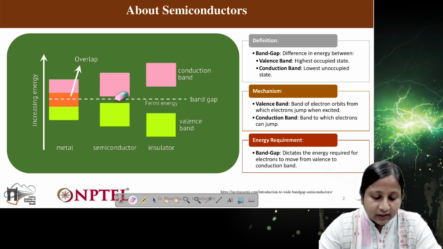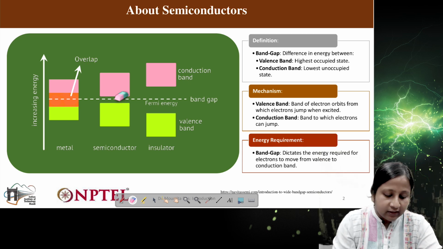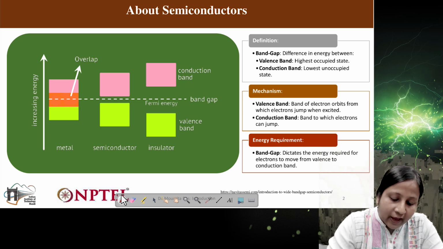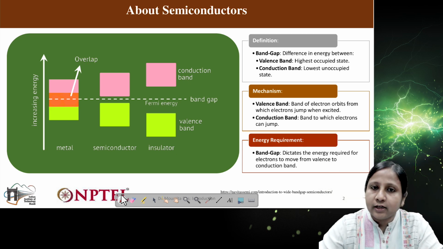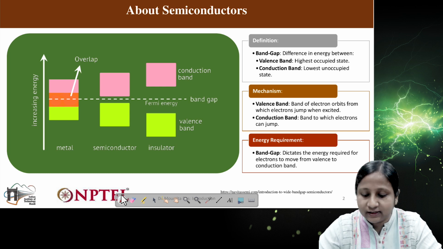Now the third material you can see here is metal. In this case, the valence band and the conduction band are overlapping. That means it doesn't need any external excitation to make the material conducting. To bring it to conduction mode, we don't have to provide any external excitation.